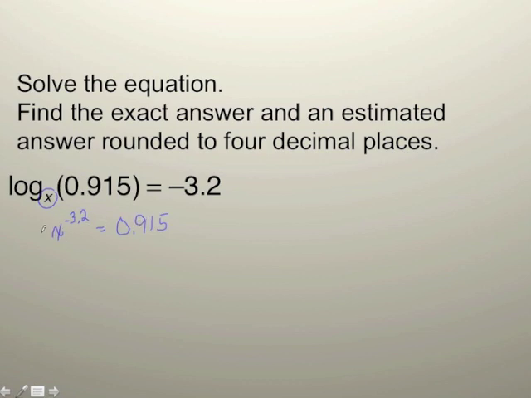Now I'm going to take the reciprocal here and raise this to the negative 1 over 3.2 power. That'll give me x equals, and the negative 1 means it's the root, so the negative 3.2 root of 915 thousandths. This becomes my exact answer.